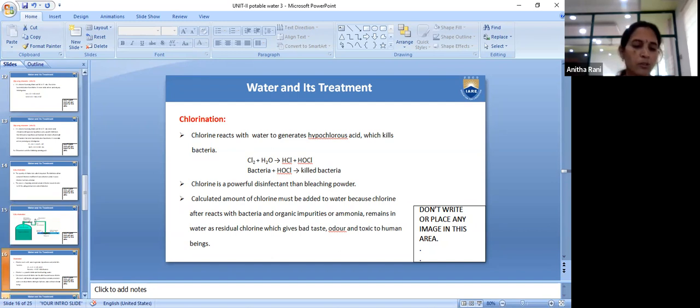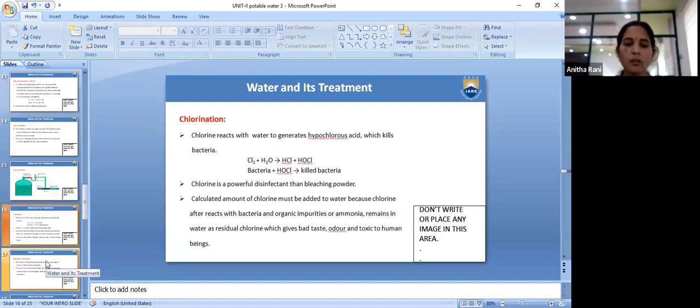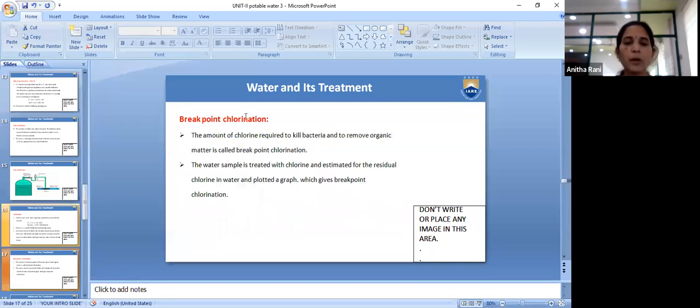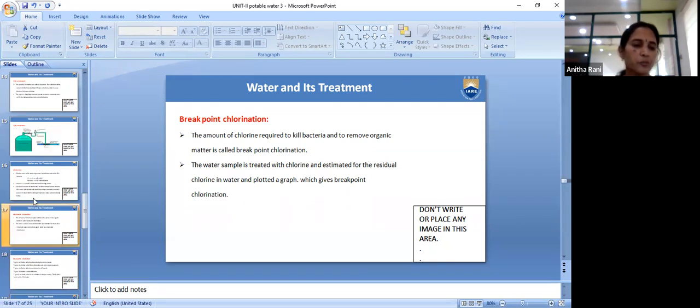So we can know the exact amount of chlorine to add to water by breakpoint chlorination. The amount of chlorine required to kill bacteria and to remove organic matter is called breakpoint chlorination. The water sample is treated with chlorine and estimated for the residual chlorine in water, and a graph is plotted. With that, we will know how much chlorine we have to add in water.